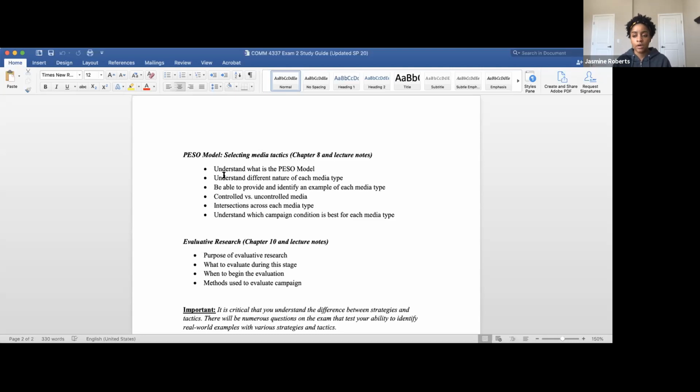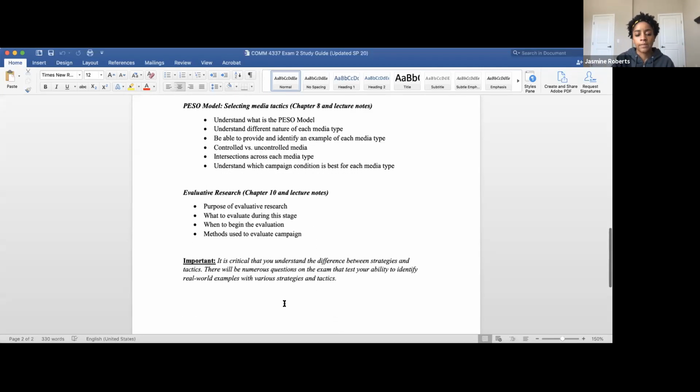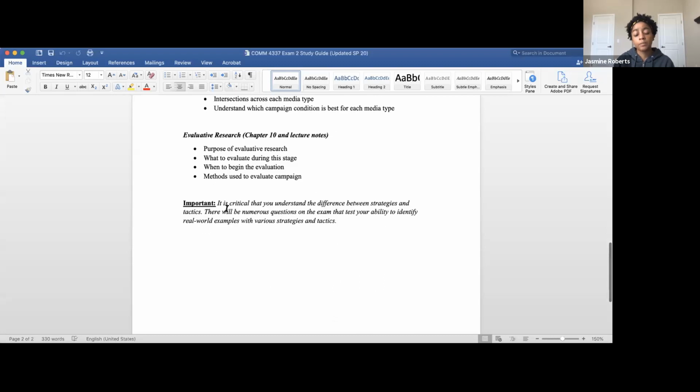So you'll need to know all the different methodologies that we will use to evaluate any given objective statement, whether that's awareness, acceptance, or action. And then, of course, the utility of evaluative research. And then also, this is kind of a side note, but still very much relevant to the exam. It's really important that you guys understand the difference between strategies and tactics.